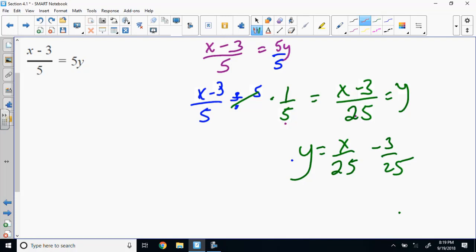Did you see what I've done here? I should have changed some more colors. I'm sorry. So I just said it's dividing both sides by 5, right? To get the y by itself. So x minus 3 over 5 divided by 5, which is really times 1/5, right? Yeah, that's what I done.